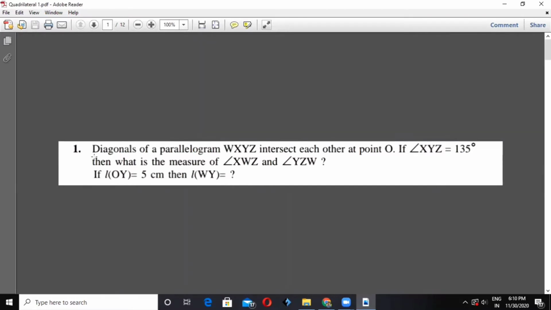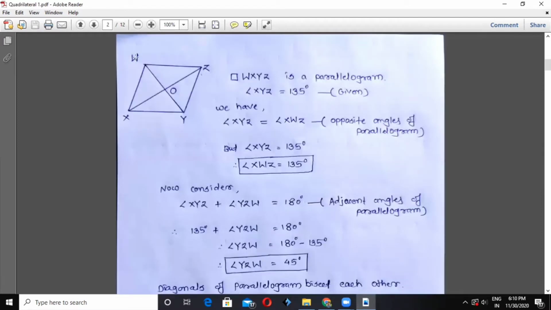The first question is: diagonals of a parallelogram WXYZ intersect each other at point O. If the measure of angle XYZ is equal to 135 degrees, then what is the measure of angle XWZ and angle YZW? And also, it is asked that if the length of OY is 5 centimeters, then what will be the length of WY? Now to solve this, we need to draw a diagram. So let us have this diagram.